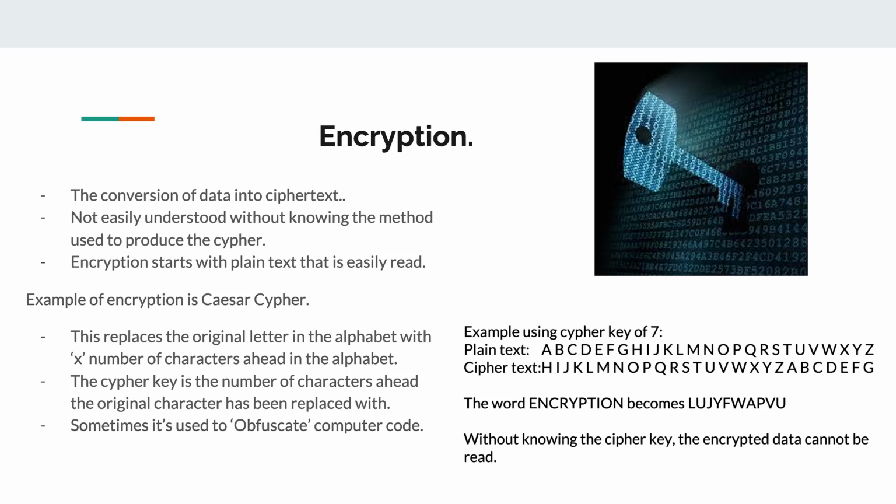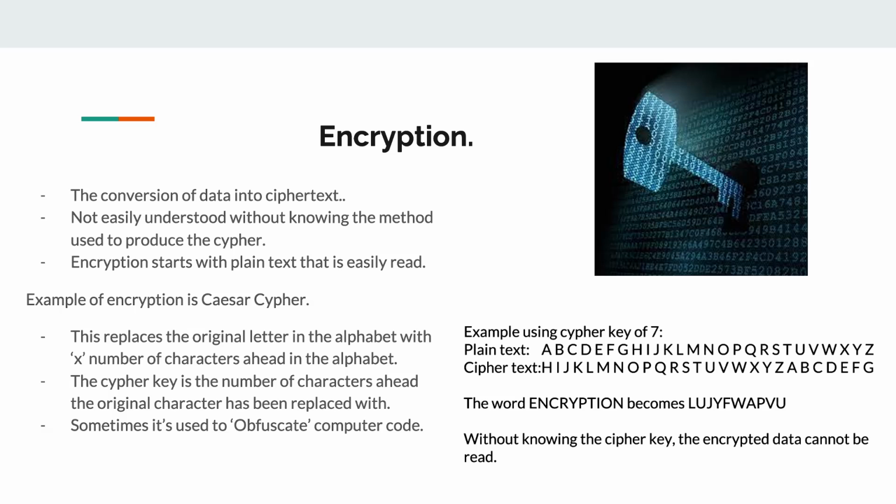Firstly, we look at encryption. Encryption is the conversion of data into ciphertext. It is not an easily understood technique unless the individual has knowledge of how it works beforehand. Encryption starts with plain, readable text, and this is converted into ciphertext that cannot be read until this text has been deciphered. An example is Caesar cipher.